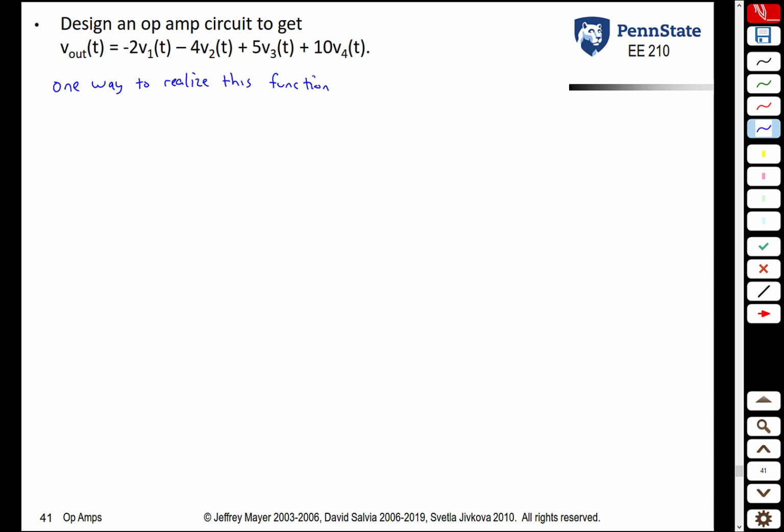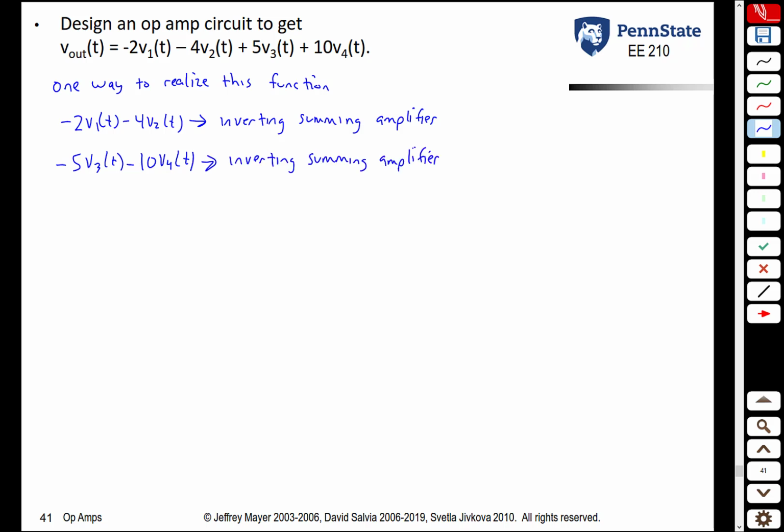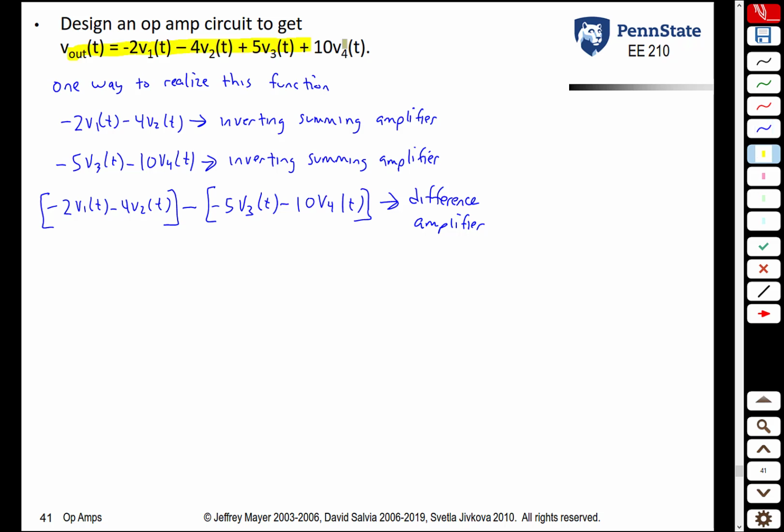What we could do is combine the -2V1 and the -4V2 using an inverting summing amplifier. You can then realize -5V3 -10V4 with another inverting summing amplifier. Finally, we can subtract the second signal from the first using a difference amplifier. So we take the output of the first inverting summing amplifier, and then we subtract from that the output from the second inverting summing amplifier. That turns those minuses into a plus. This is through a difference amplifier, and this gives us this function here.